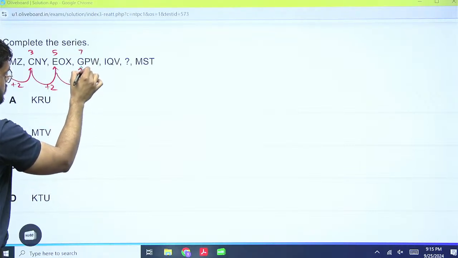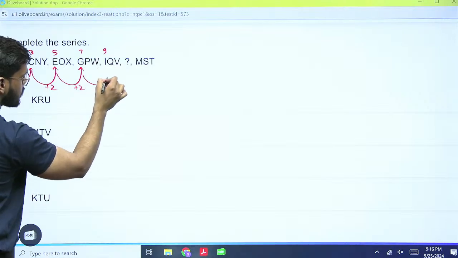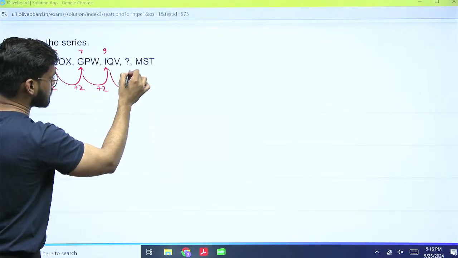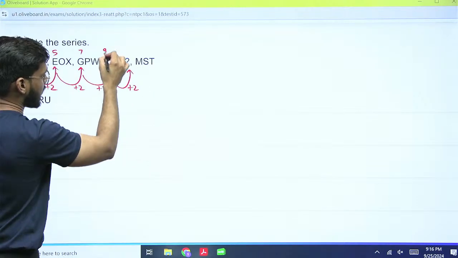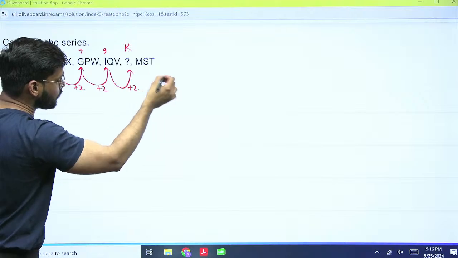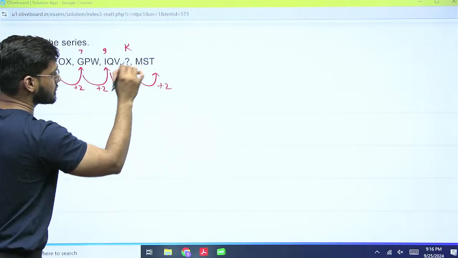From E to G, we are also adding plus 2 over here. G to I comes at 9. We are also doing the same logic, that is adding 2. And if we are going further, 9 plus 2, 11, and at 11 we get the letter K. And K plus 2 gives us M.